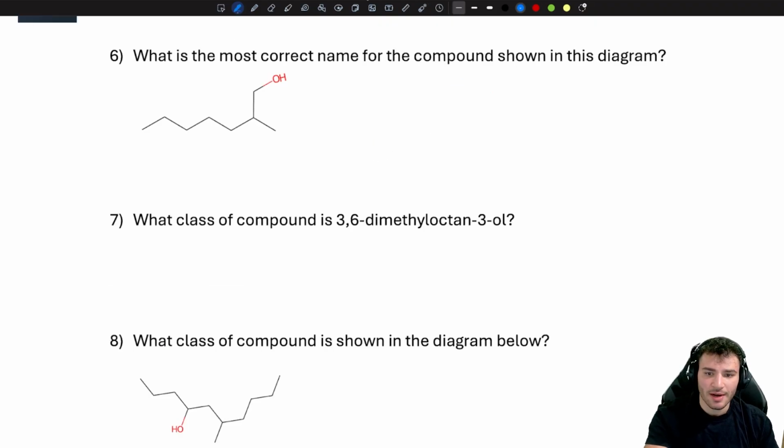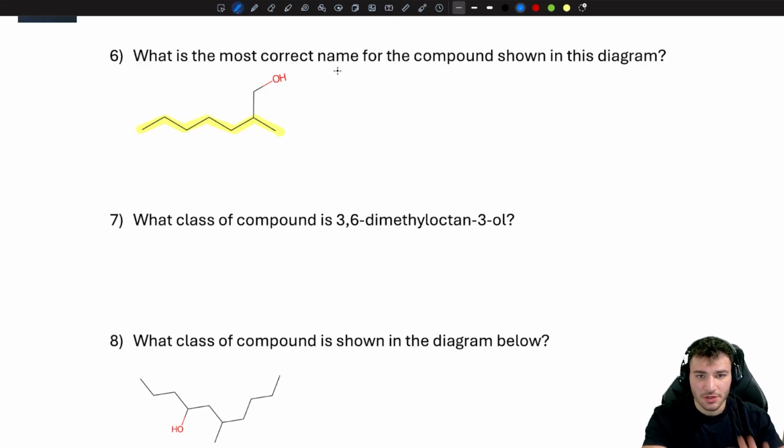Number 6, what is the most correct name? Again, another IUPAC name. Let's begin with finding a parent chain, and this question is going to be a little trickier. So it looks like it's maybe this one, 1, 2, 3, 4, 5, 6, 7. But here's the issue that a lot of students come up with. What if we name the parent chain like this? 1, 2, 3, 4, 5, 6, 7. Still 7 carbons, right? The problem is that your hydroxyl, right over here, is not on the parent chain anymore.